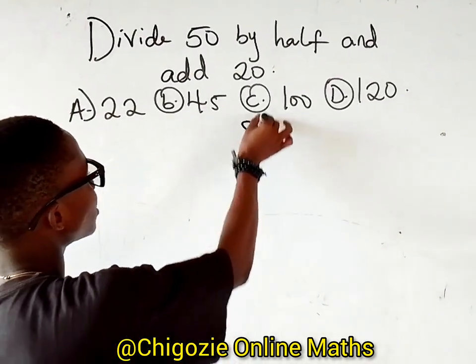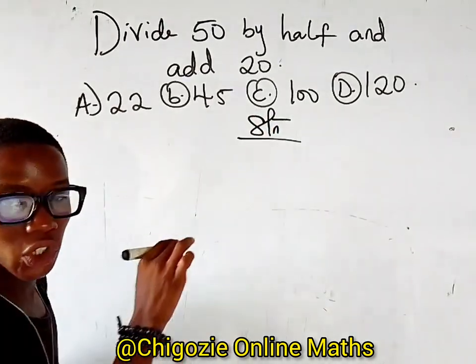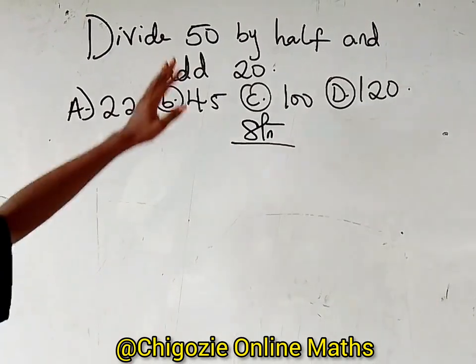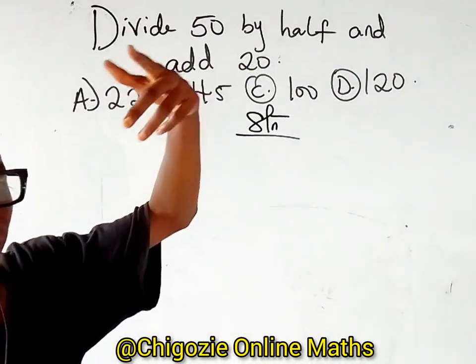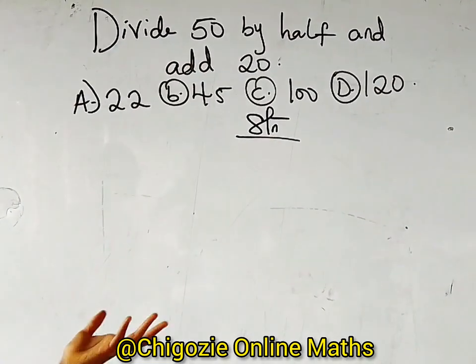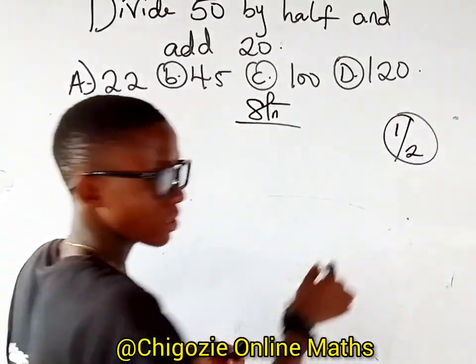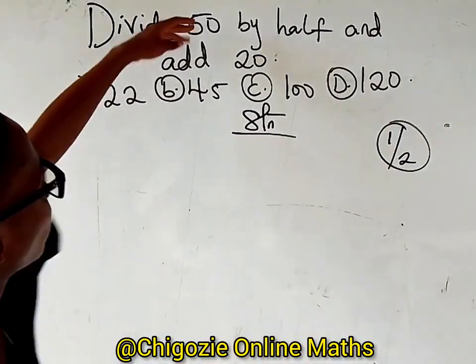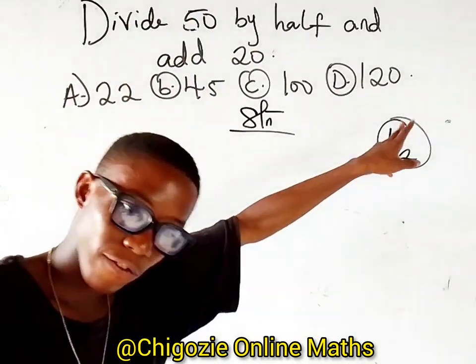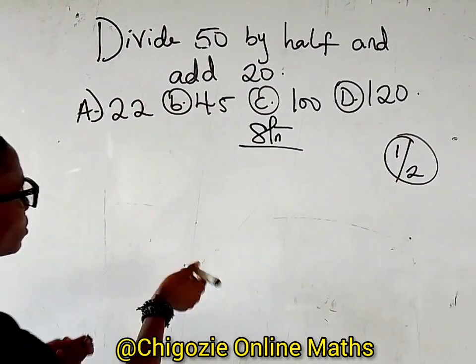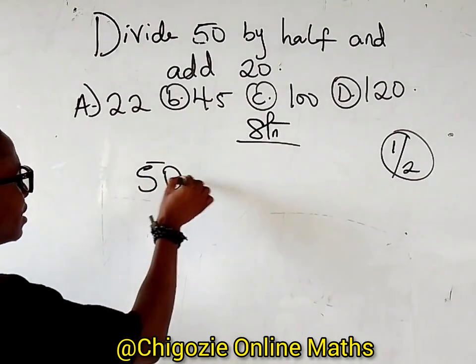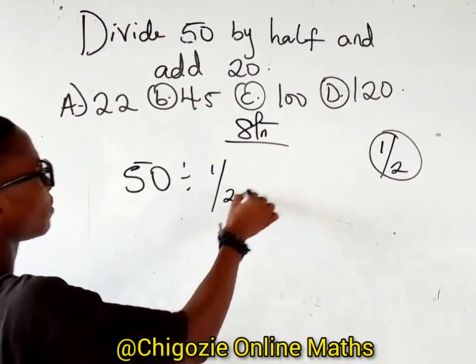So first of all, write your solution, which is solution. Now the question is, divide 50 by half. First of all, ask yourself, what is half? Half is 1/2. That is half. So they say, divide this 50 by this half. You understand? So very simple thing, just write 50 divided by half.